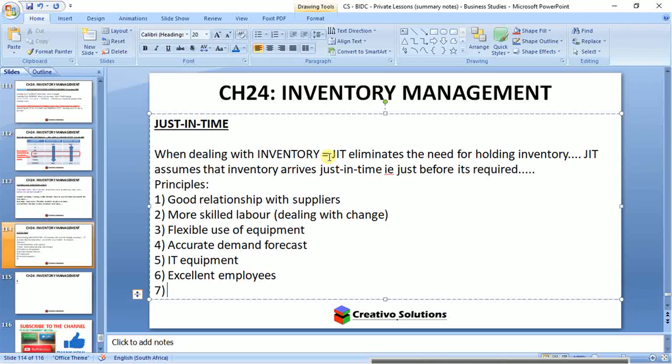Right, and the last one, number seven, quality must be everyone's priority. So quality at all levels of production. So now we can't have flaws. For example, we can't have stop and starts. So let's say we're building a computer and the hard drive has a problem. Just in time will fail.